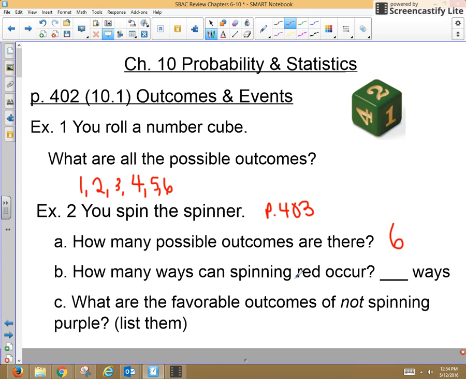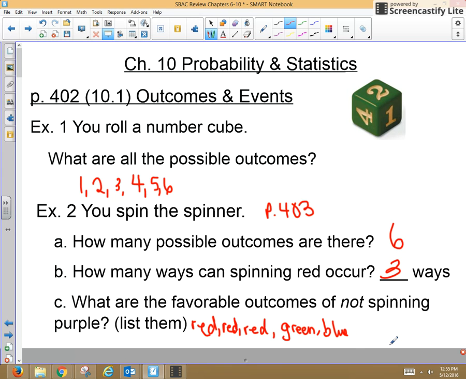How many ways can spinning red occur? Well, 3 of the sections are red, so you write 3 ways. And what are the favorable outcomes of not spinning purple? Well, there are 3 reds, so you list red, red, and red. Then you have the color green, and there's 1 green section. And then you have the color blue.